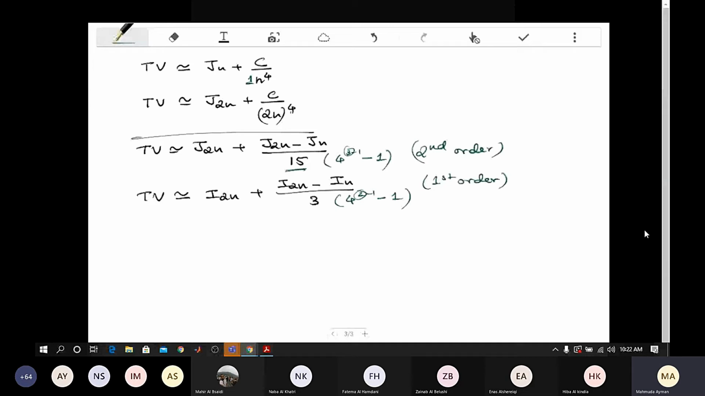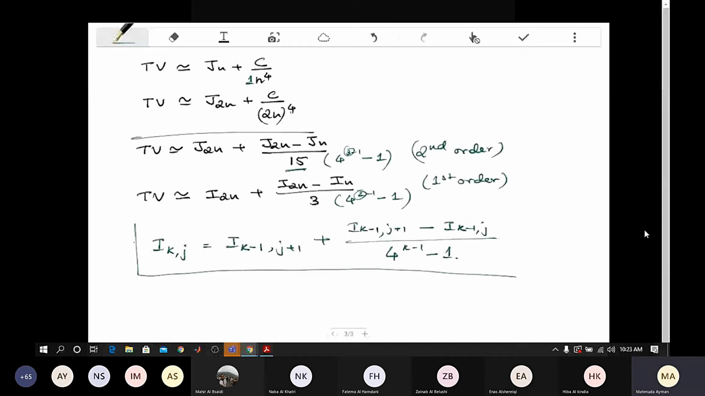Now the Romberg integration, in general formula, is going to look like I of k comma j is equal to I of k minus 1 comma j plus 1, plus (I of k minus 1 comma j plus 1 minus I of k minus 1 comma j) divided by 4 to the power k minus 1, minus 1. So that's the Romberg general formula.